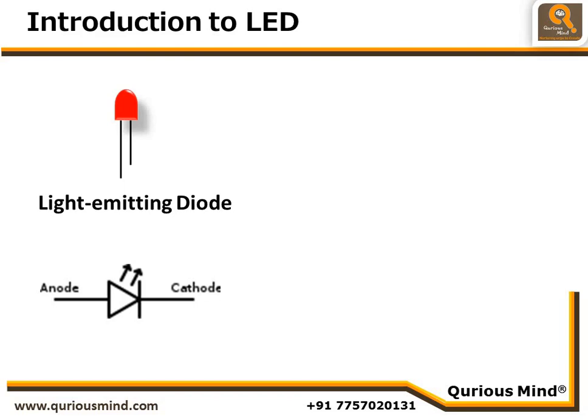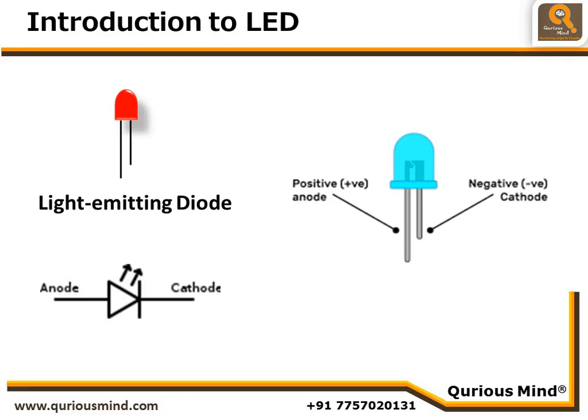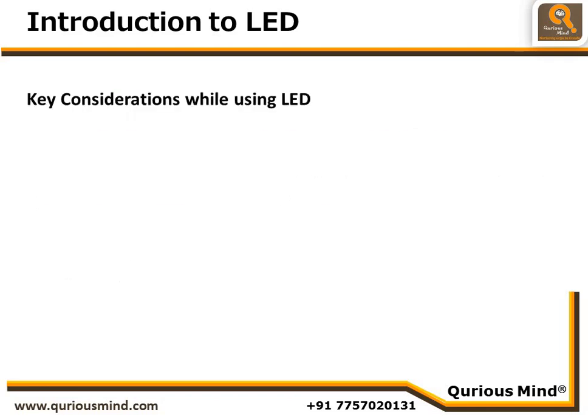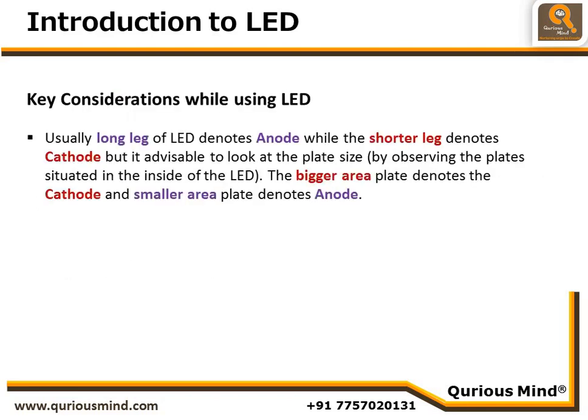If we look a little closer inside the LED, you will find two plates, one big plate and one small plate. And there is a purpose for these two terminals to have different length. One of them is positive while the other is negative. The positive is called anode and the negative is called cathode. Usually the long leg of LED denotes anode, while the shorter leg denotes cathode. But you may have some naughty people who may cut the leg and then you are not able to understand from the length of the leg which one is cathode and which one is anode.